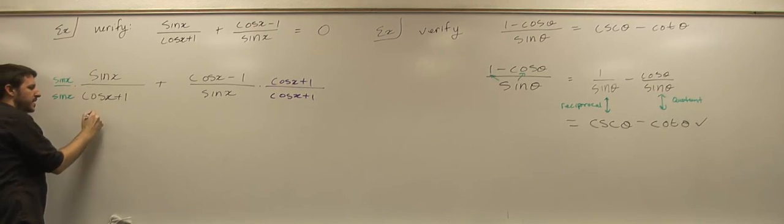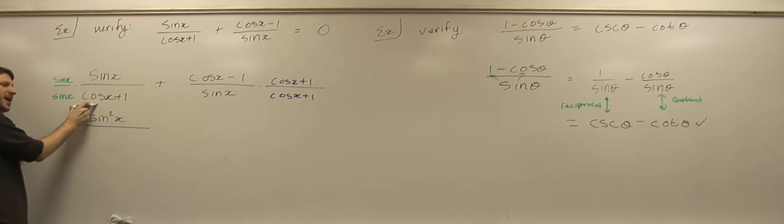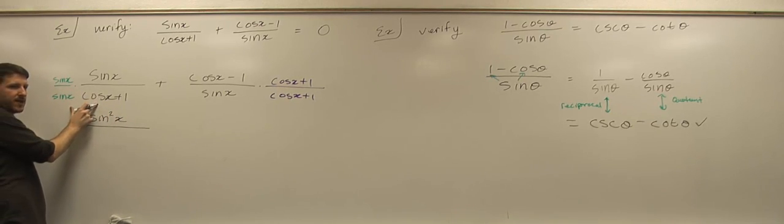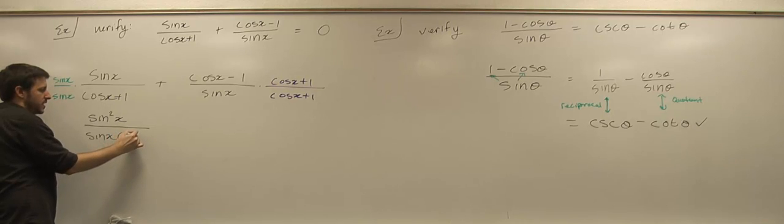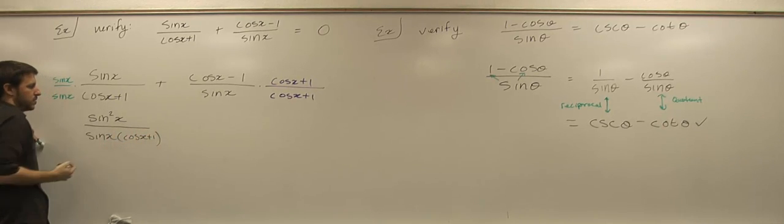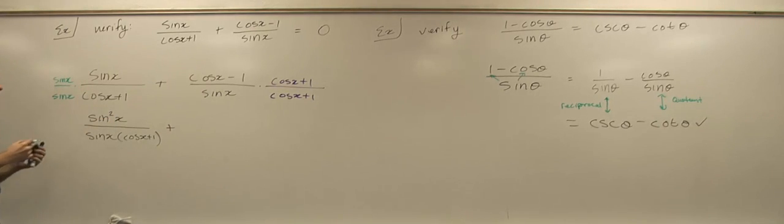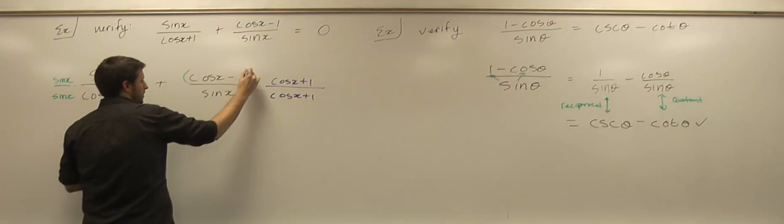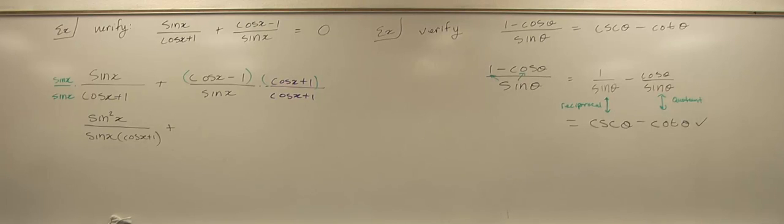So on top here, let me do this first fraction. Sine times sine will become sine squared x. And on the denominator, you don't have to multiply it out ever. When you're doing common denominator, you can just leave it sine x times cos x plus 1. Now on this second fraction, I am definitely going to want to multiply out the numerators. Difference of squares. It is a difference of squares. All right, cool. I like that.